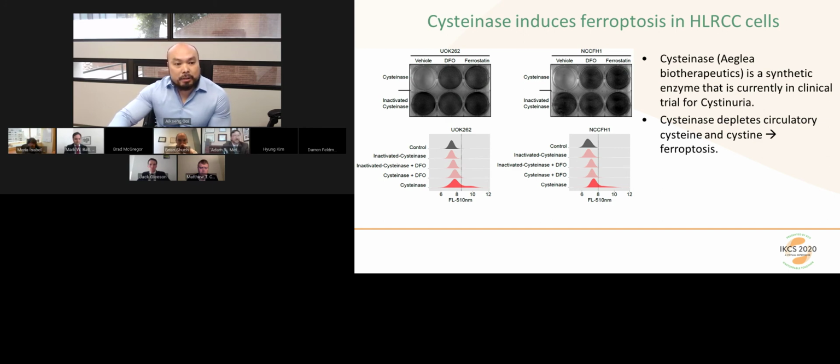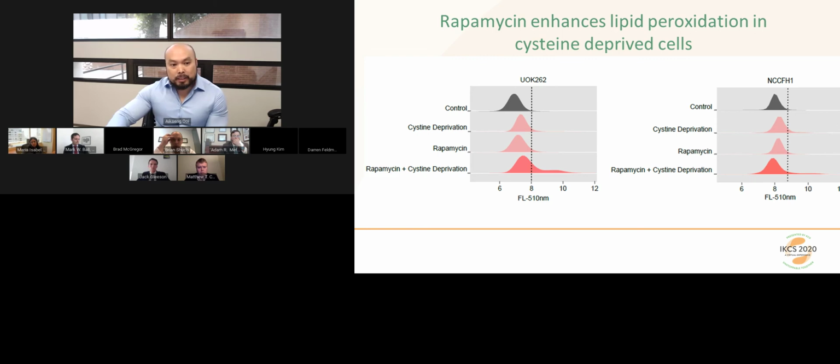Therefore, when cyst(e)inase removes all the cysteine and cystine, it kills the cell through ferroptosis, and you can inhibit the cell death using an iron chelator like DFO and ferrostatin, which is a lipid peroxide quencher. You can also measure this using C11 BODIPY, looking at lipid peroxidation, and cyst(e)inase can induce lipid peroxide accumulation in these cells. Another thing we try to do is to enhance this particular form of cell death by using rapamycin. Rapamycin can induce autophagy and therefore increase ferritinophagy that releases iron and increases ferroptosis.